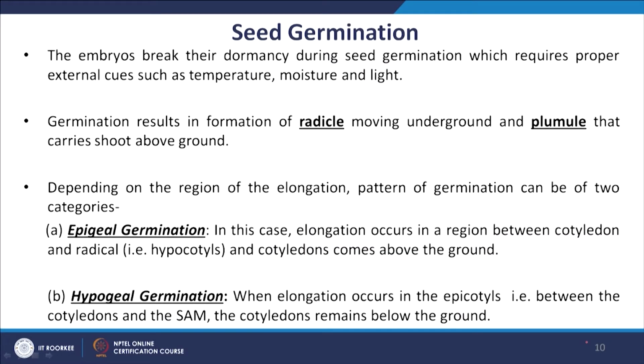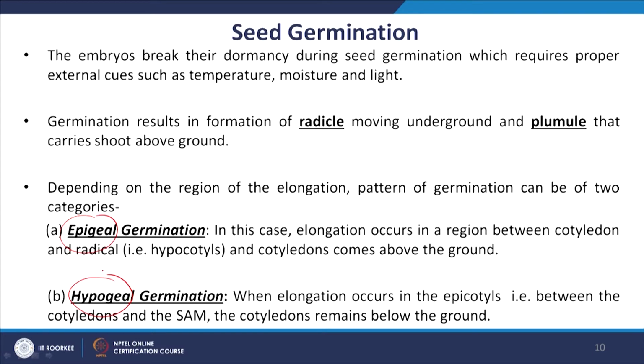The embryo breaks its dormancy during seed germination, which requires proper external cues such as temperature, moisture and light. Seed germination requires extensive cell elongation. Depending on the region of elongation, the pattern of germination can be categorized into two types: one is epigeal germination and the other is hypogeal germination.